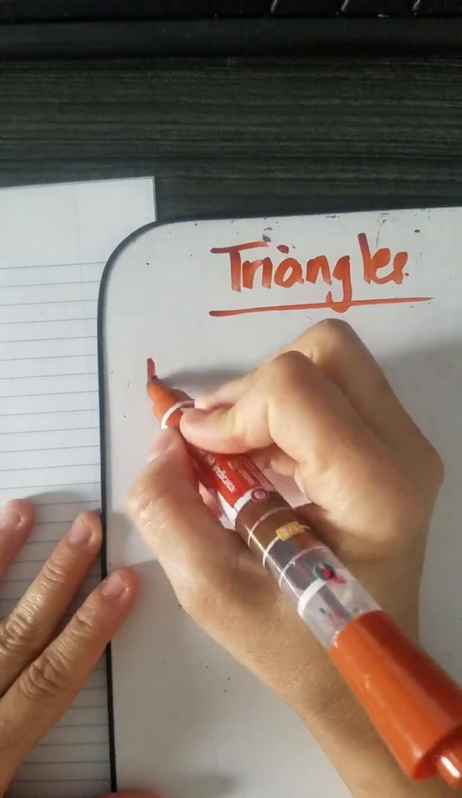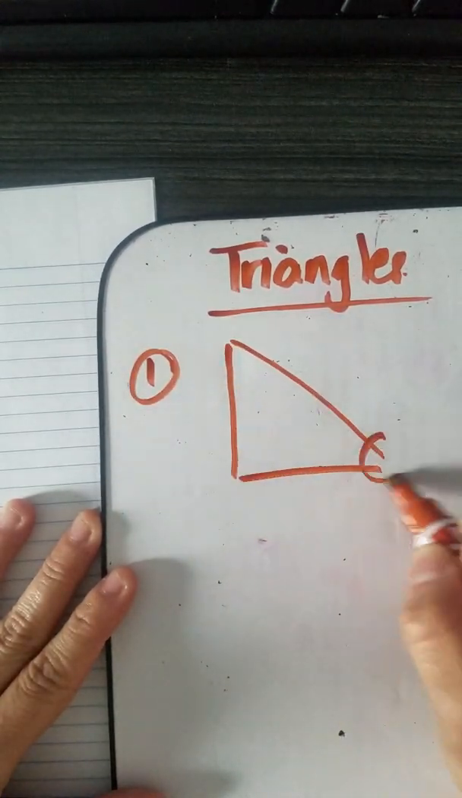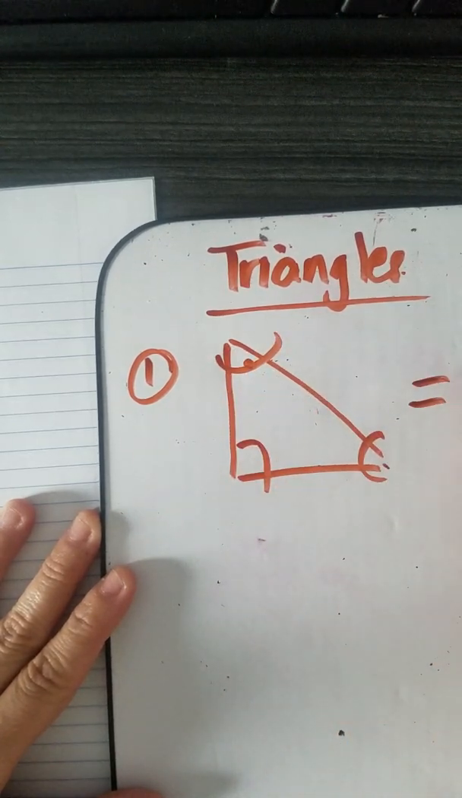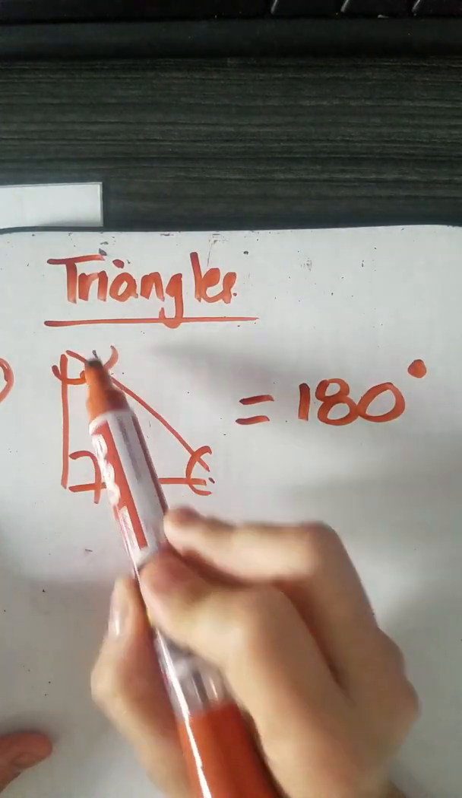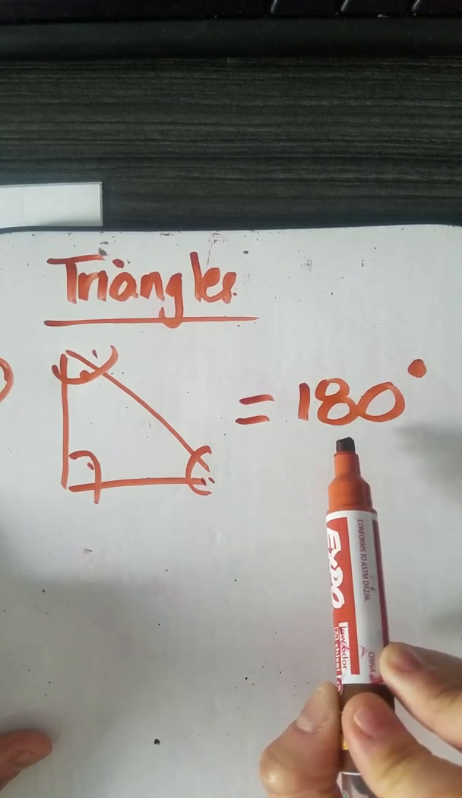For triangles, number one, you need to know that all three angles have to equal 180 degrees. So angle A, B, and C, when you add them up, it has to equal 180 degrees.